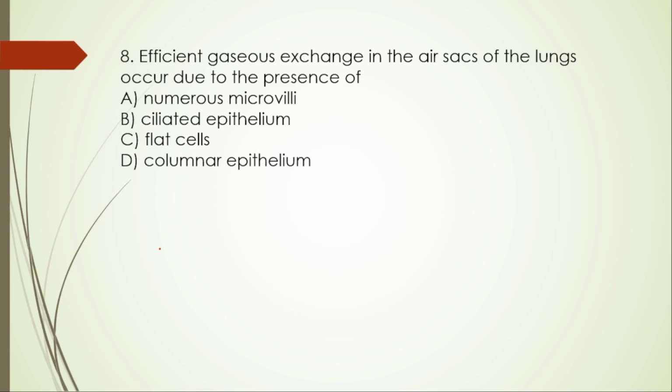Next, efficient gaseous exchange, that is the 8th question. Efficient gaseous exchange in air sacs of the lungs occurs due to the presence of A. numerous microvilli, B. ciliated epithelium, C. flat cells, and D. columnar epithelium. So here the right option is option C, that is flat cells. Due to that, efficient gas exchange in our lungs, specifically the air sacs, will occur.